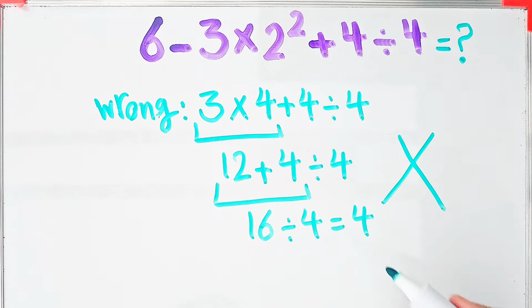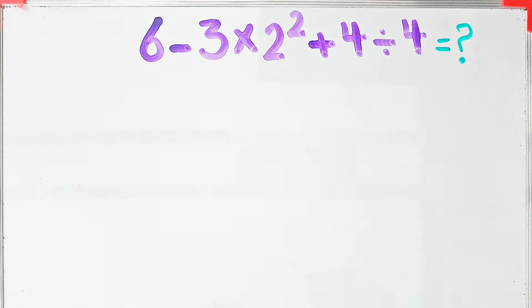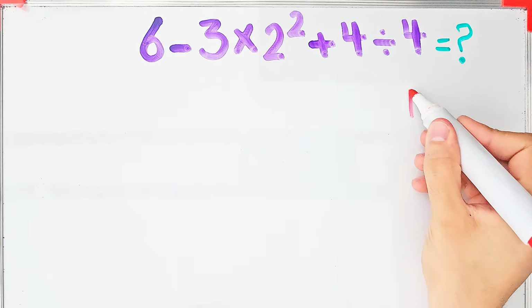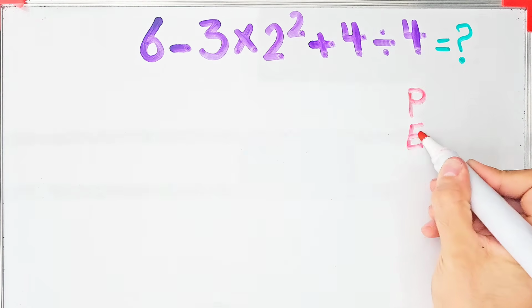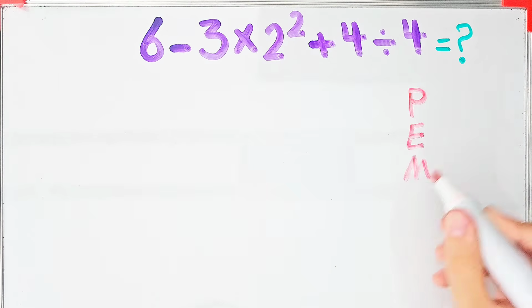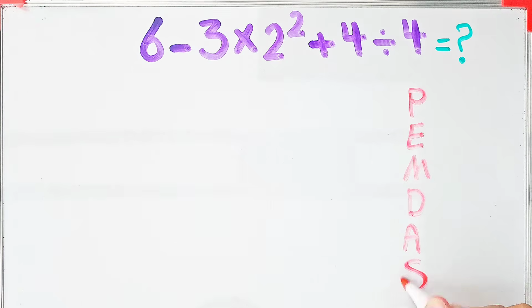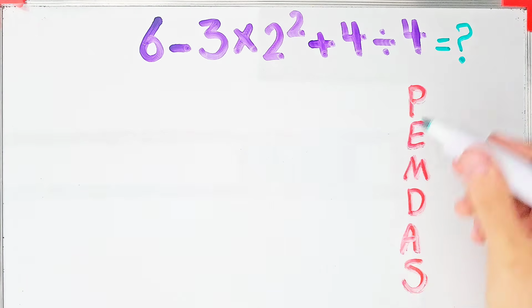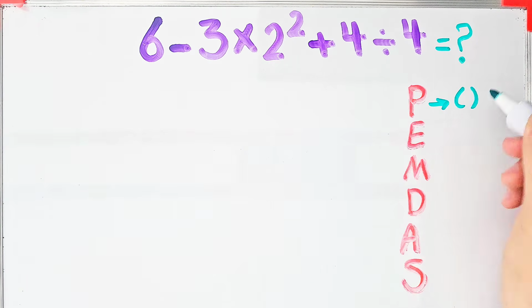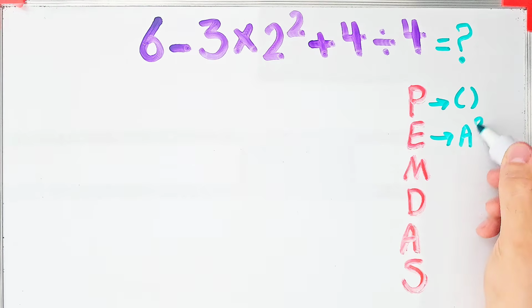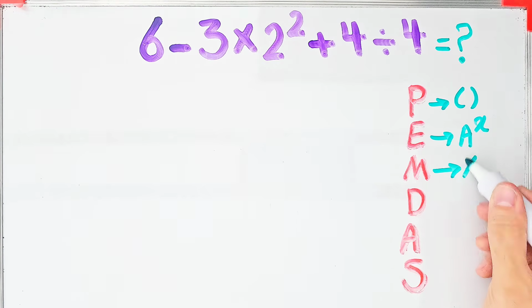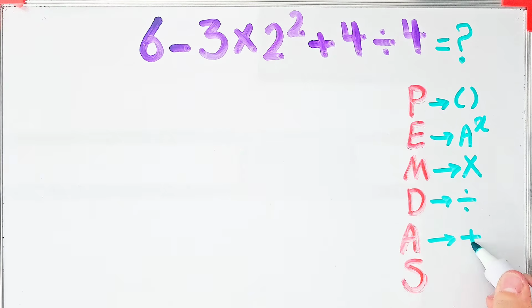Let's solve this question step by step together. To solve this question, we need to follow the PEMDAS rule. PEMDAS shows the priority of the mathematical operations. If you don't pay attention to this rule, you get the wrong answer. In this rule, P stands for parentheses, E stands for exponent, M stands for multiplication, D stands for division, A stands for addition, and S stands for subtraction.